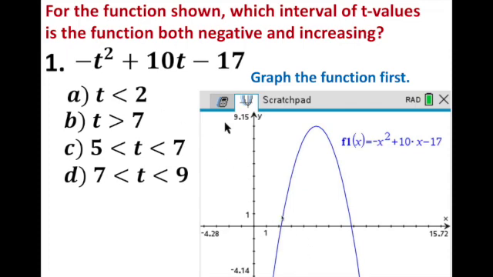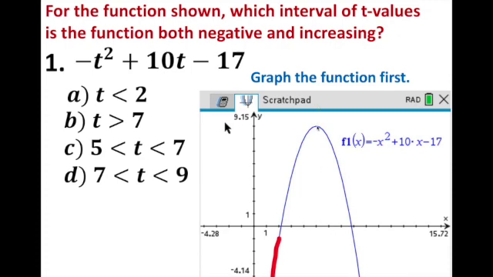When t is less than 2, well, t right here, during that section when it is less than 2, yeah, I would say that those are negative and increasing. So far, so good. Okay, let's look at the next one. When t is greater than 7. So right here, t is 7, and then this graph is decreasing, and then it turns negative, so that won't work.